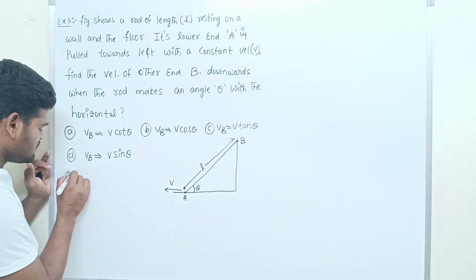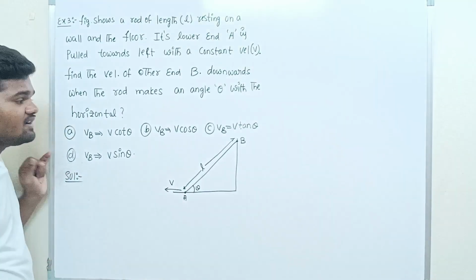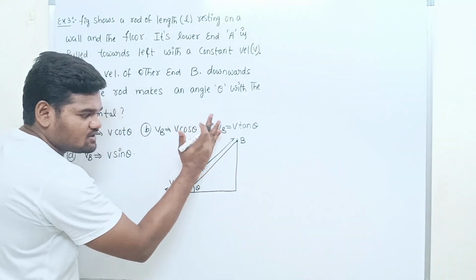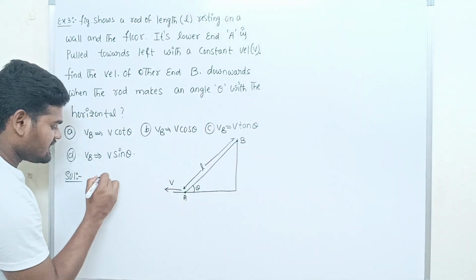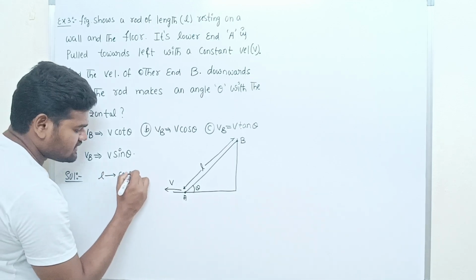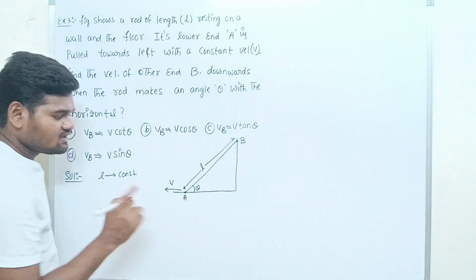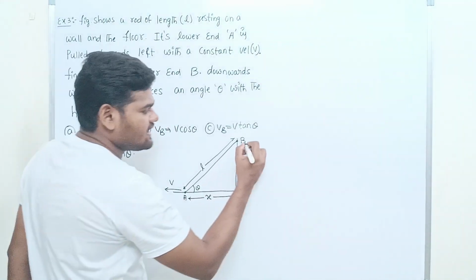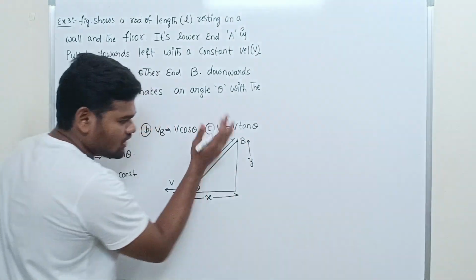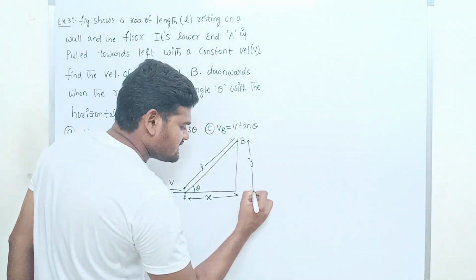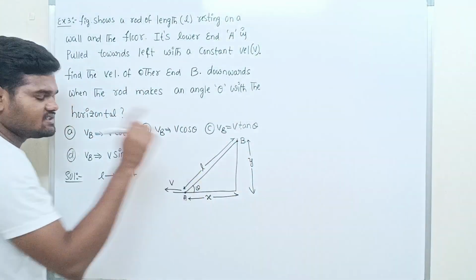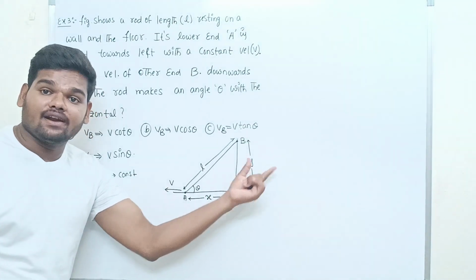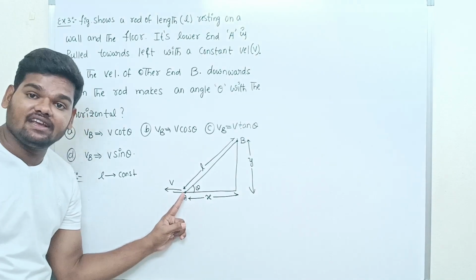Have a look. I'm going to solve the solution. One thing is clear: the length of the rod is L. Throughout the motion, the length of the rod L is constant. Let us consider the floor distance to be x, and the distance traveled by the rod along the wall to be y. This is x and this is y. So we have the x coordinate and y coordinate. Then we can write the velocity equation.